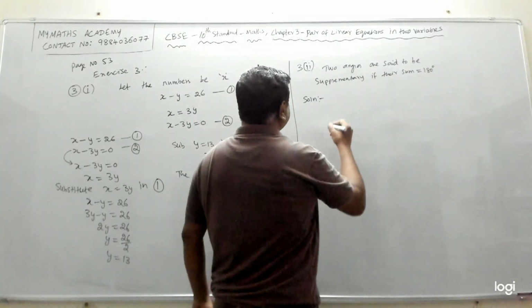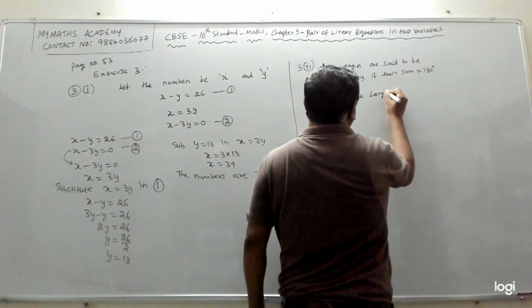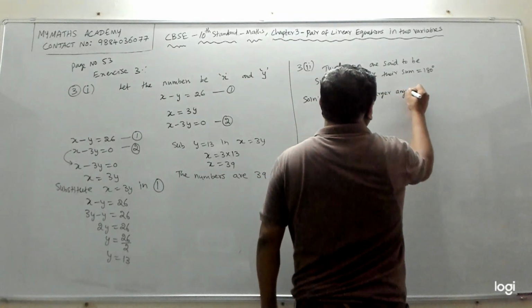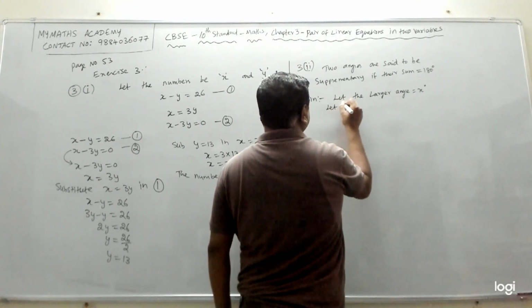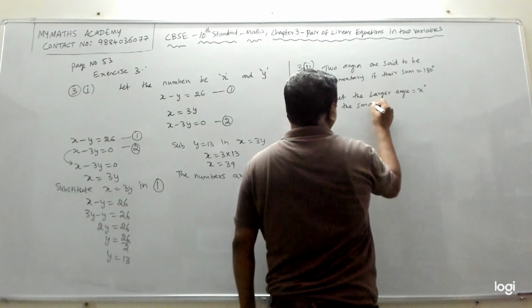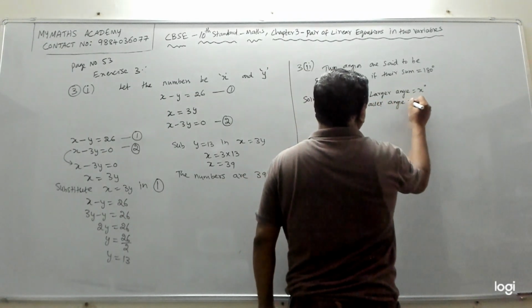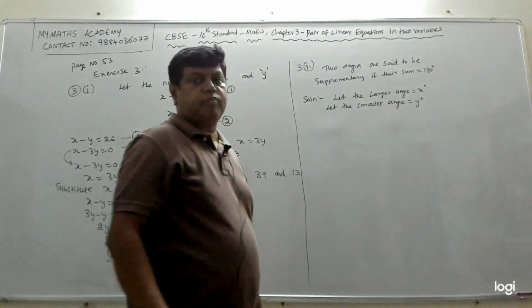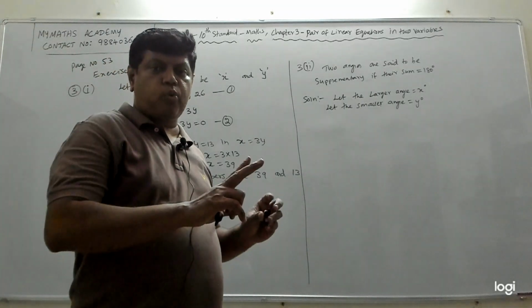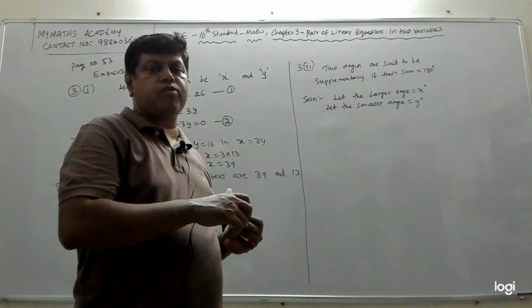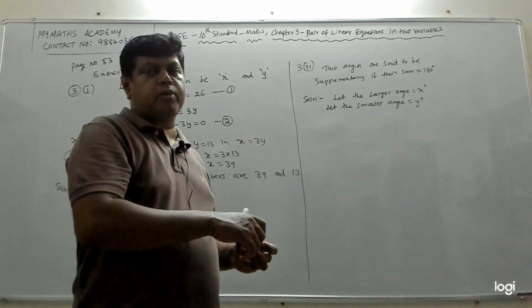So here the solution is, let the larger angle equal x degrees, right? Let the smaller angle equal y degrees. Larger angle is x and smaller angle is y. So there are two angles, one we are assuming as x, the other one as y. One will be larger, one will be smaller, right?